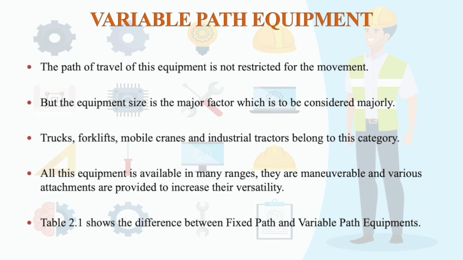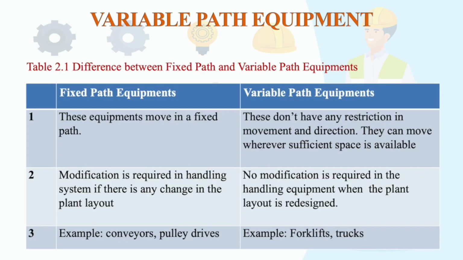Table 2.1 shows the difference between fixed path and variable path equipment. Here you can see the difference. In the fixed path, the equipment moves in a fixed path, just like belt conveyors. In the variable path equipment, there are no restrictions in movement and direction. They can be moved wherever sufficient space is available.